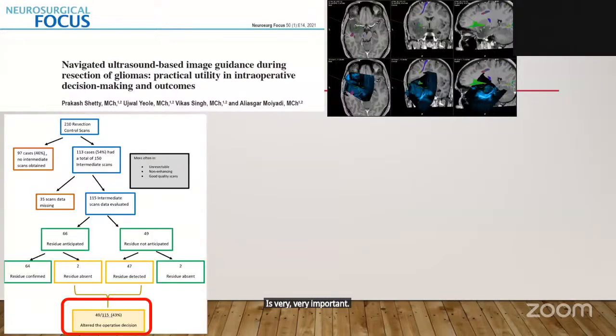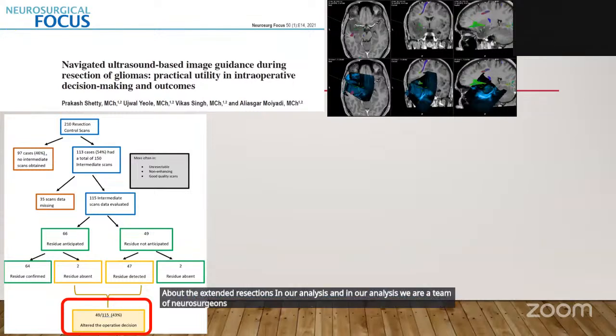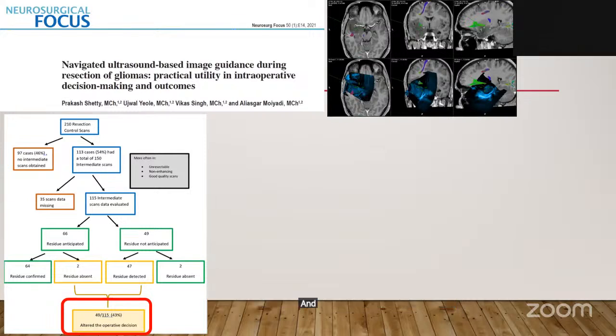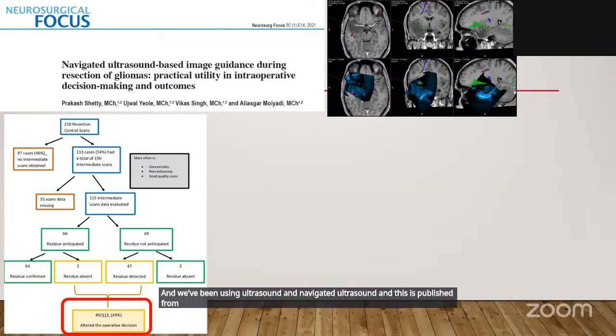Just to give you an idea about extended resections, in our analysis, and we are a team of three neurosurgeons doing only glioma surgery, we've been using ultrasound and navigated ultrasound. And this is published from our group. My colleague, Dr. Shetty, is the lead author here.